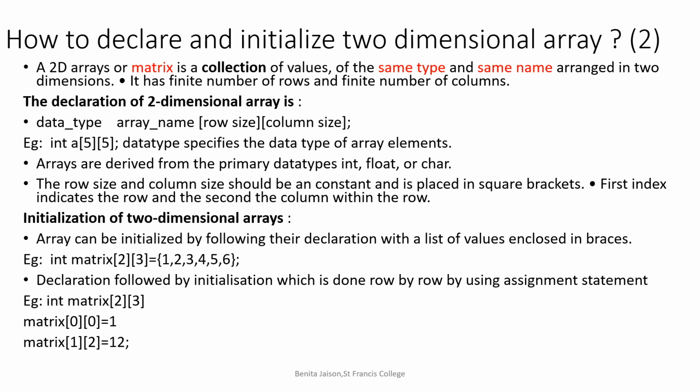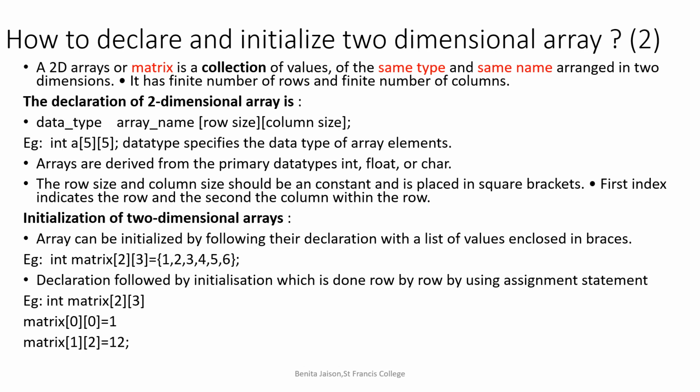Arrays are derived from the primary data types: integer, float or character. The row size and the column size should be constants and are placed in square brackets. The first index indicates the row size and the second indicates the column size within each row.